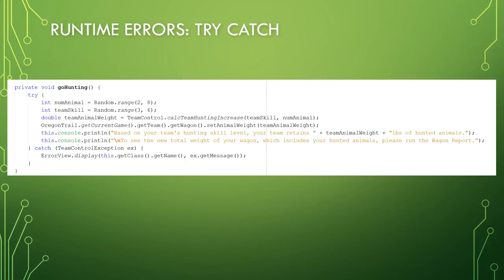What I did here to set the number of animals in the area and the team skill was make a random class with a range. There are anywhere from 2 to 8 animals in the area, and there's a team skill of anywhere from 3 to 6. Anything outside of those boundaries would also throw an error.